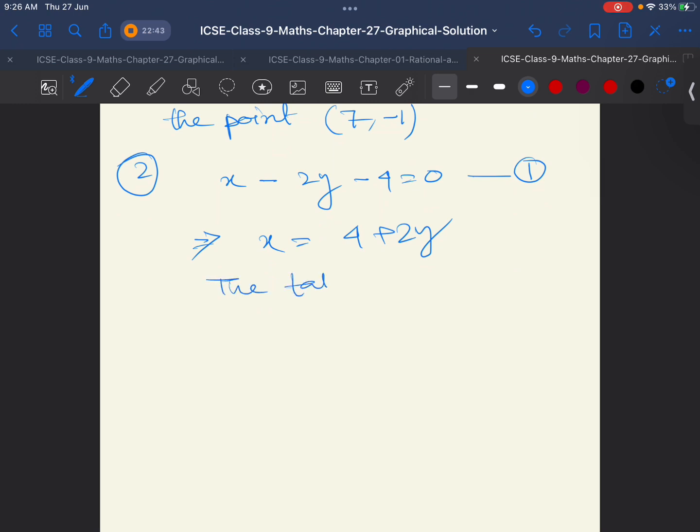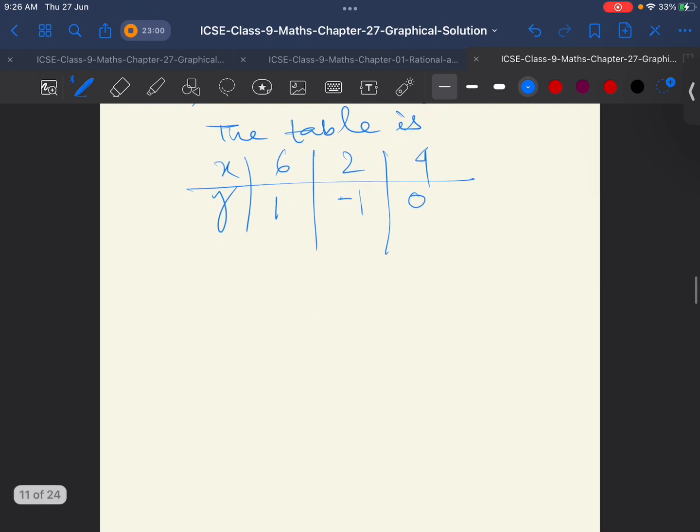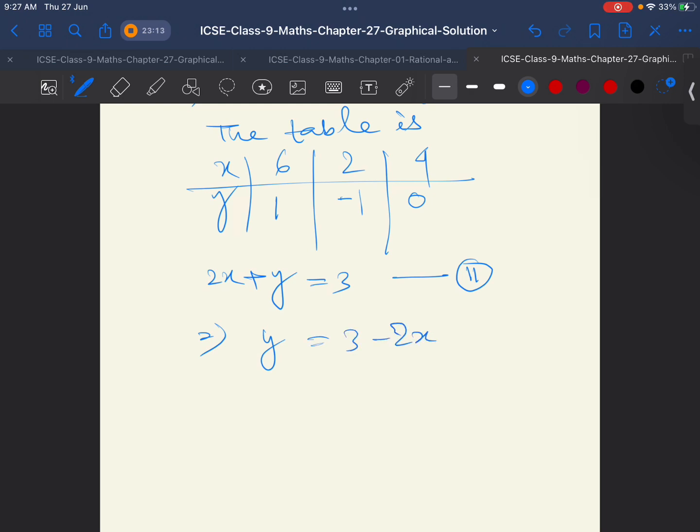So the table for equation 1 is: if we take y equals 1, then we get x equals 6. If y is minus 1, x is 2, and y is 0, x is 4. Okay, now equation 2: 2x plus y equals 3. This is equation 2. It implies y equals 3 minus 2x.